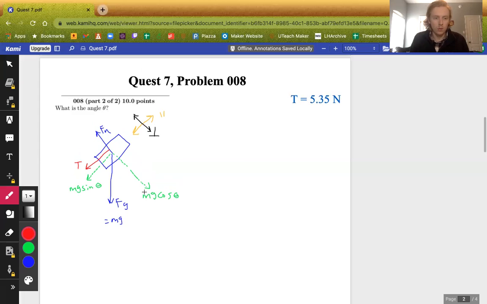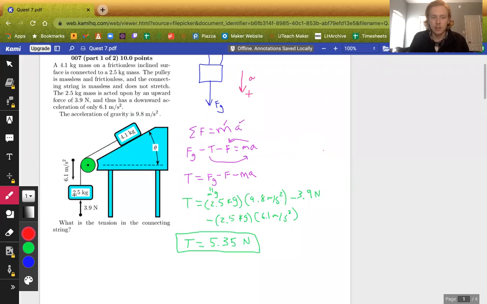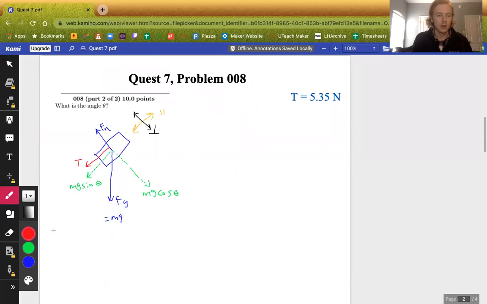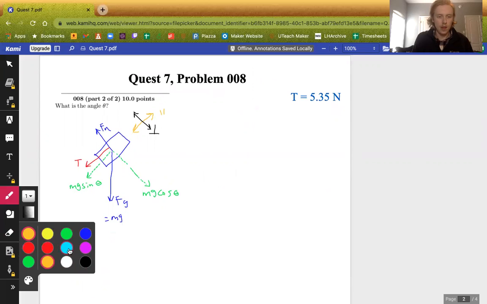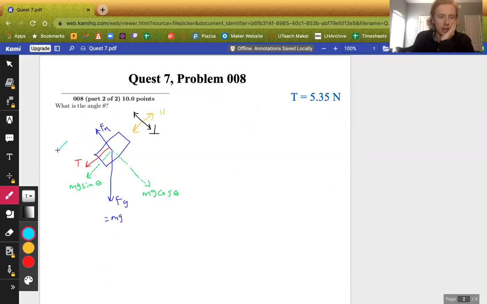So what else do we know from up here? We know that since this block is accelerating downwards at 6.1 meters per second squared, and they're connected, just like a normal Atwood machine, any distance that this one goes down, this one's also going to go down the ramp. So we know that this block that's up on the ramp must be accelerating down the ramp also at 6.1 meters per second squared. So I'm just going to make a little note of that. We know that it's accelerating down the ramp, all right?